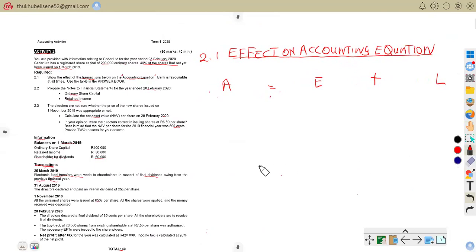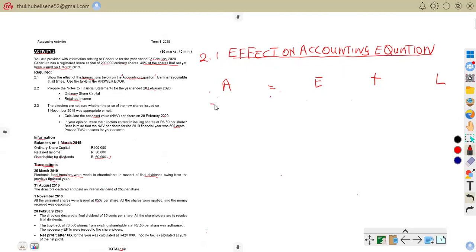Here we are on our accounting equation. Like we have said, we have paid our shareholders, because the transaction says that we paid our shareholders final dividends owing from the previous financial year. So you're going to pay them how much? 60,000, which is this amount. So we want to see the effect of that on our accounting equation. Remember, our accounting equation is assets equals owner's equity plus liabilities. So this is going to affect our assets.